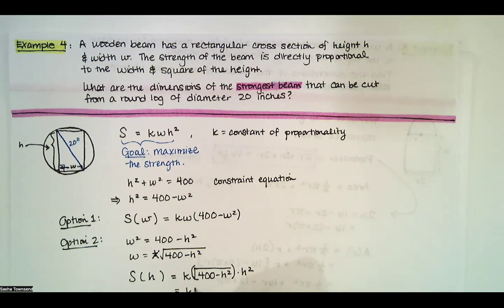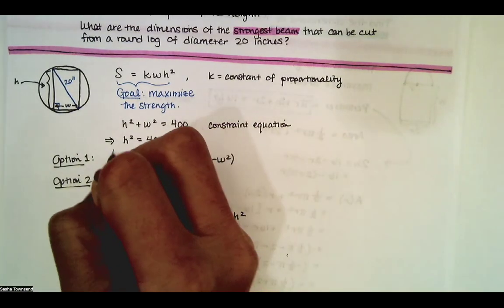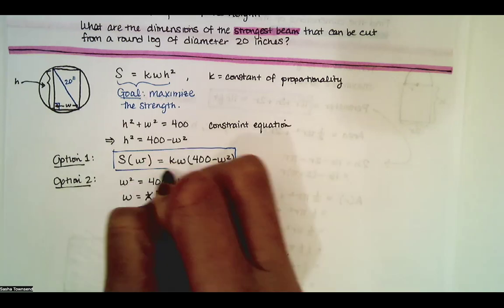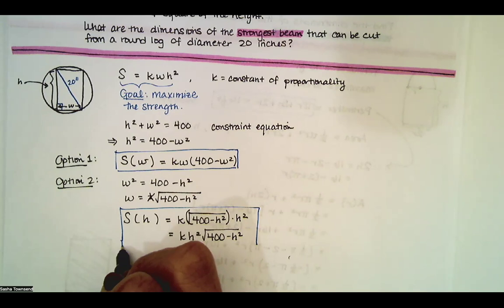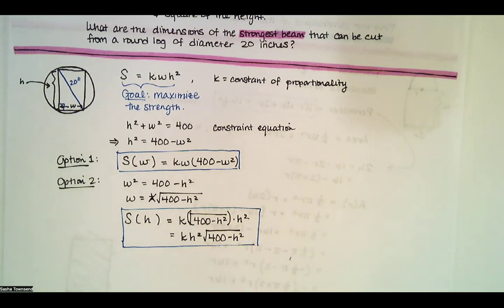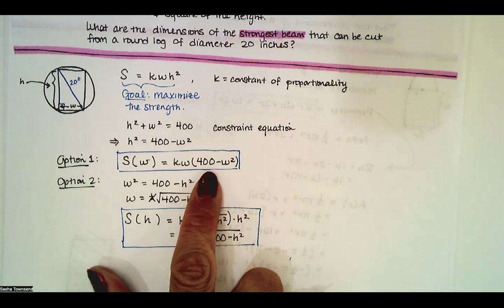And so I have k times h squared times the square root of 400 minus h squared. Now, if I am choosing which function to optimize as a math teacher, I'm much more interested in the second one because it's got a square root in it. We're going to have to use the chain rule when we take the derivative and the product rule. This one's just a polynomial in W.